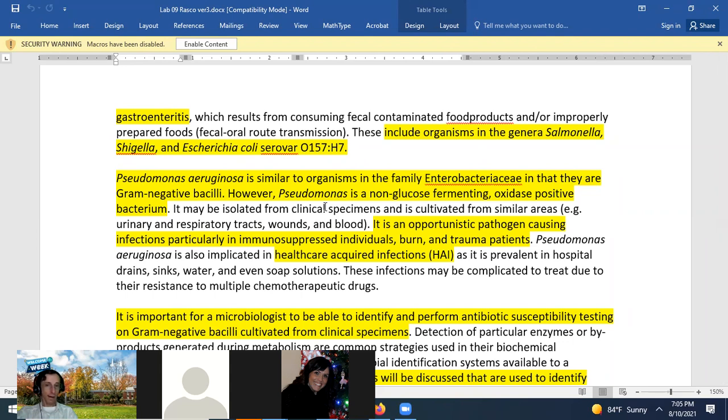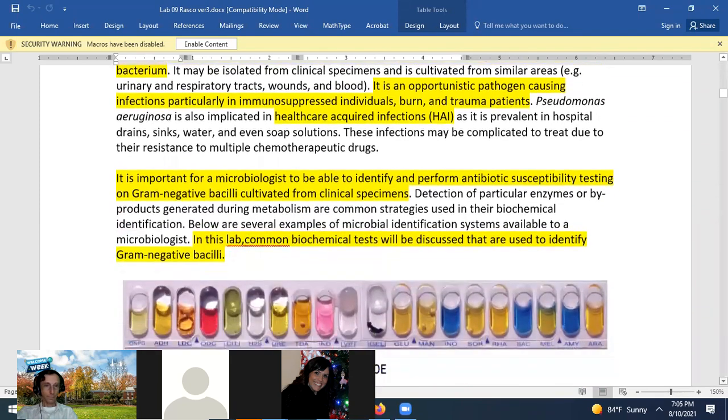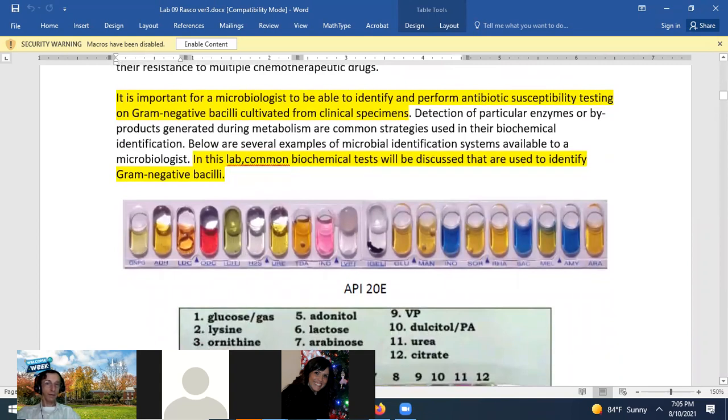Pseudomonas aeruginosa can cause opportunistic infections, particularly in immunosuppressed individuals, burn patients, and trauma patients. Pseudomonas aeruginosa is also a cause of health care acquired infections, also called nosocomial infections. It's important for a microbiologist to be able to identify and perform antibiotic susceptibility testing on gram-negative bacilli cultured from a clinical specimen. In this lab, common biochemical tests that are used to identify gram-negative bacilli will be discussed.